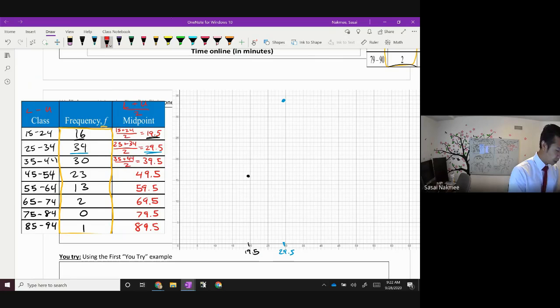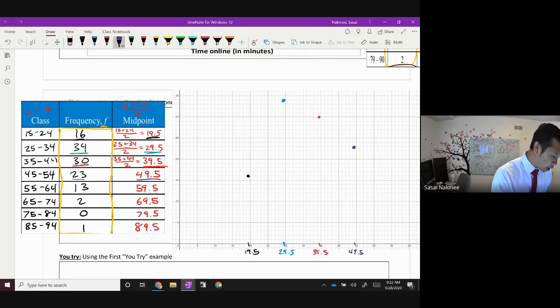Right? The next one is going to be 39.5. That's this guy right here. So I mark that as 39.5, and that has a frequency of 30. That goes all the way up to about there. And you just keep going. Next one's 49.5. That's this guy right here, 49.5, and that has a frequency of 23. That's going to go up to about here.